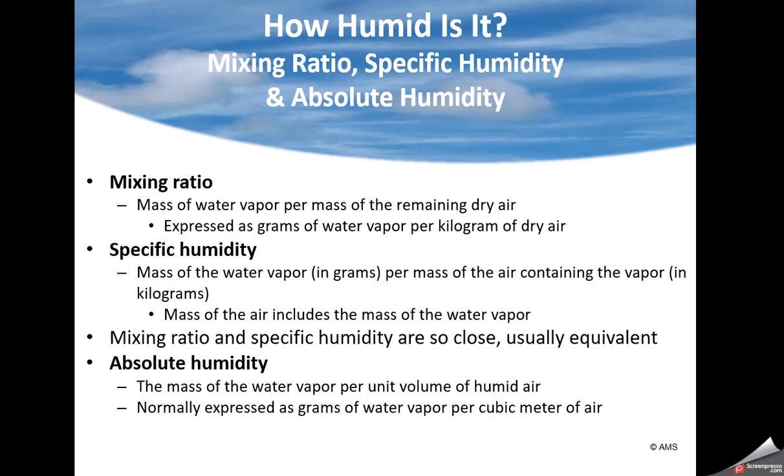For mixing ratio, we're basically counting up mass, molecules of water. Mixing ratio is the mass of water vapor compared to the dry air. So if I have a big quantity of air, pull out the water vapor, and then compare it to what's left, that's the mixing ratio. Specific humidity just adds that water vapor back into that mass, so there's a slight difference in the values.